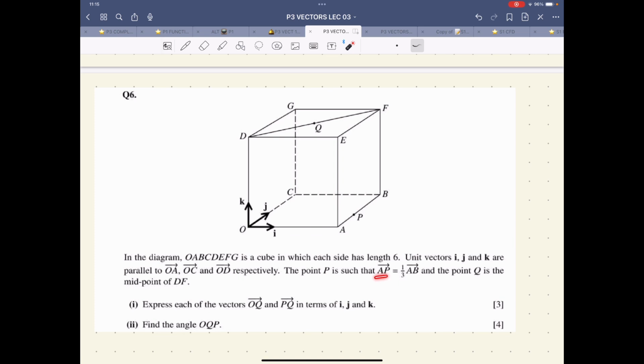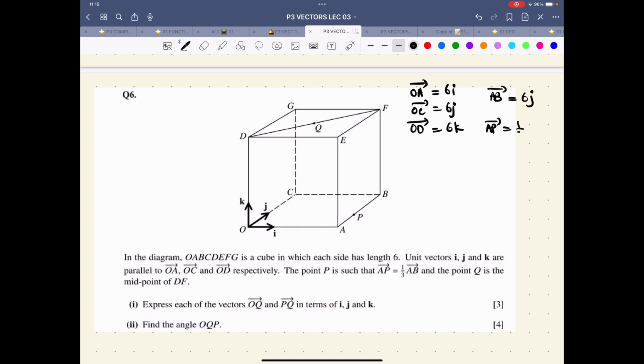The point P is such that AP is 1/3 of AB. AP is 1/3 of the whole thing, which is AB. Now let me write few things down. The first thing, that is OA, that is equals to 6I. And similarly, OC equals to 6J. And OD equals to 6K. And since AB is the same thing as OC, so therefore that is also 6J. And AP is 1/3 of AB, that is 1/3 of 6J, that comes out to be 2J. And the point Q is the midpoint of DF.